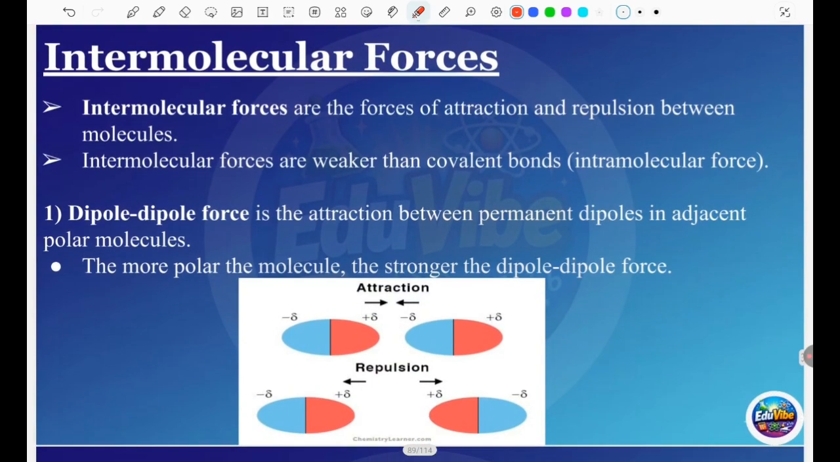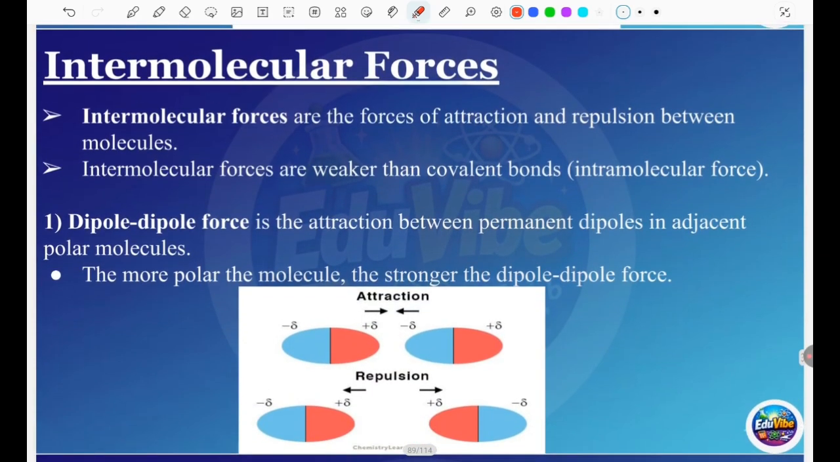What intermolecular forces are, we already did in the previous lesson. If I tell you in short, intermolecular forces are the forces of attraction and repulsion between molecules. The force with which molecules attract or repel each other is called the intermolecular force.